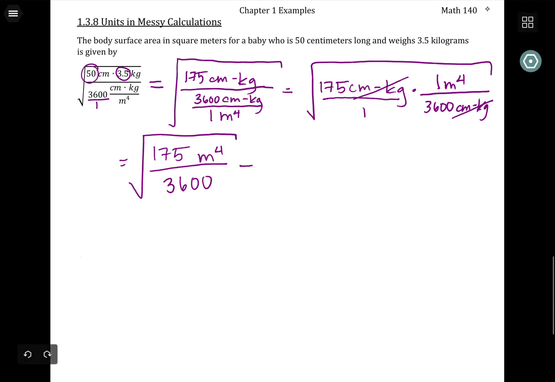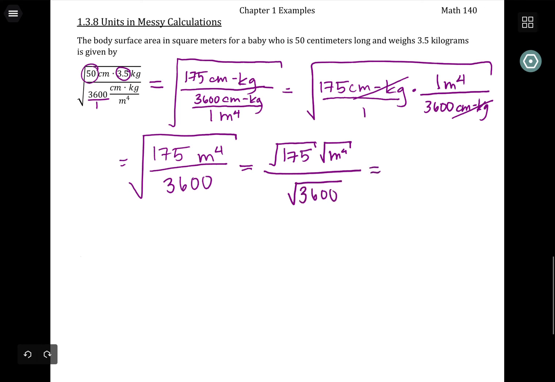So in this case, I know that square roots can be split up over multiplication or division. Roots and exponents play nicely with multiplication and division, not true with addition and subtraction. So I'm going to mentally break this up and say, okay, well, I can split up the root of 175, the root of meters to the 4th, and the root of 3,600.